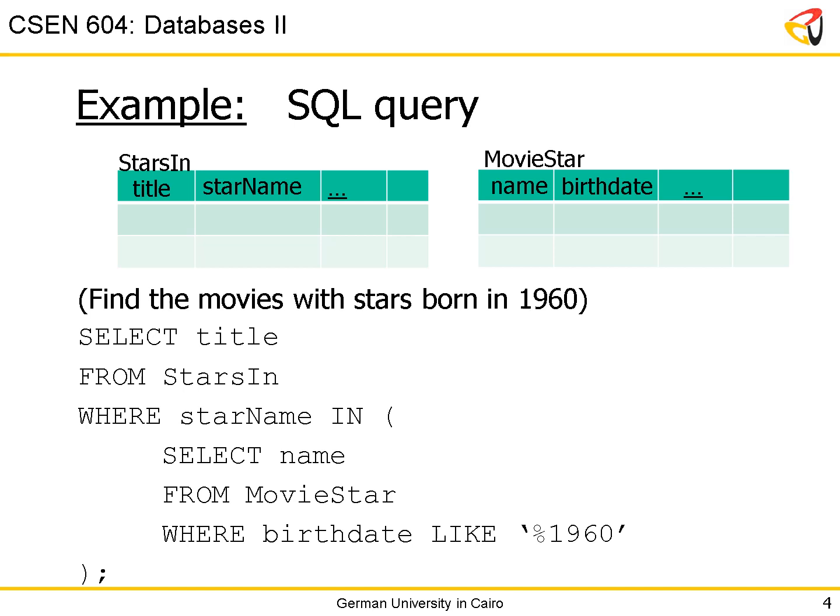The stars in table will have a title for the movie and the star name is this name. So the two tables are linked by some foreign key. Now, if I want to find all the movies with stars who were born in 1960, I'm going to write a query that looks like this. Select title from stars in where star name is in this, like 1960.